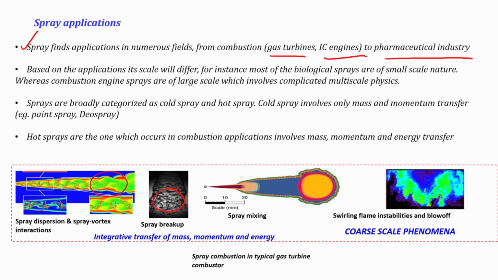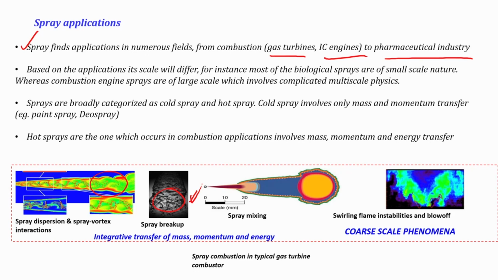When you put a spray inside a flow, the spray not only evaporates, as we have shown, it also breaks up into smaller pieces. It is common in biological applications, where the sprays are usually small scale structures, that means more quiescent kinds of sprays. Whereas combustion involves sprays with very large flow rates, which are very complicated, as this diagram will show.